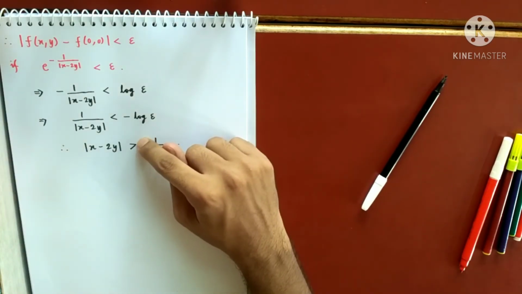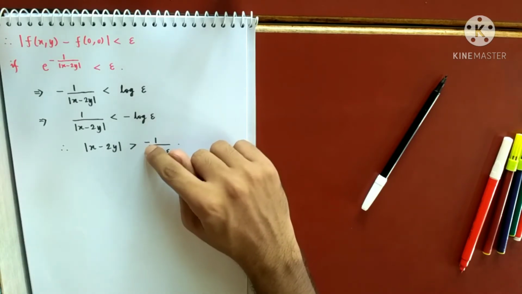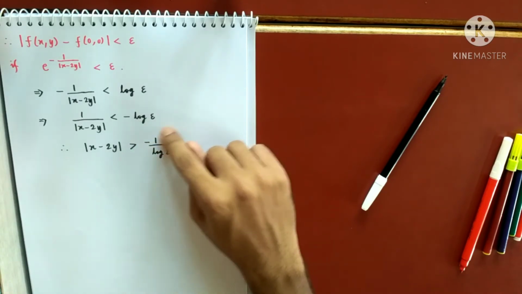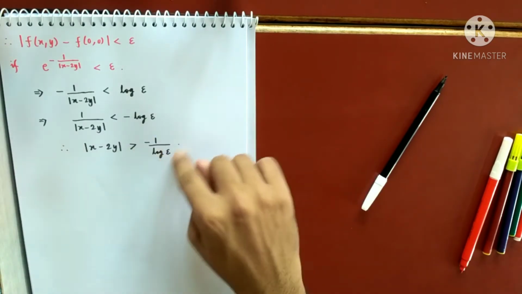My claim is this quantity is a positive quantity. You might disagree with me, sir, there is a negative sign and you are telling that this is a positive quantity. Who can tell me why this quantity is a positive quantity?